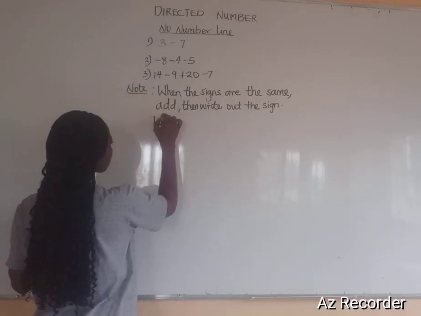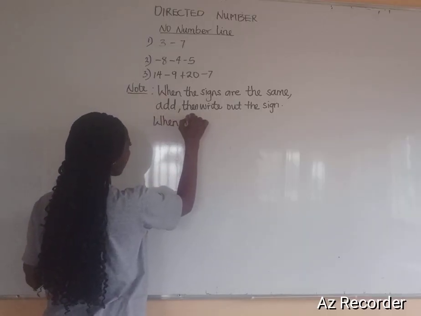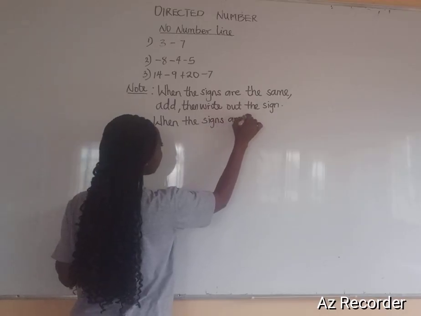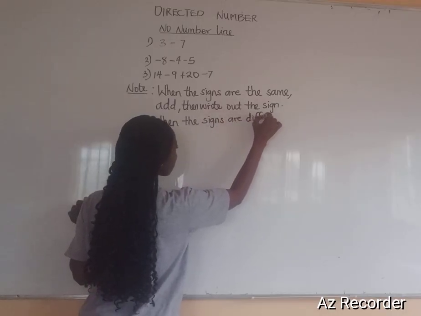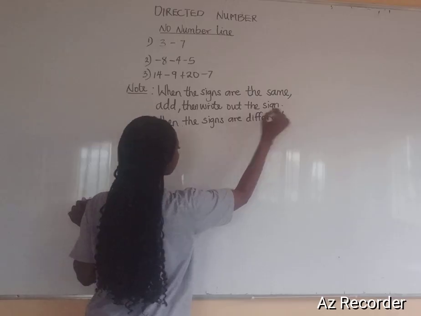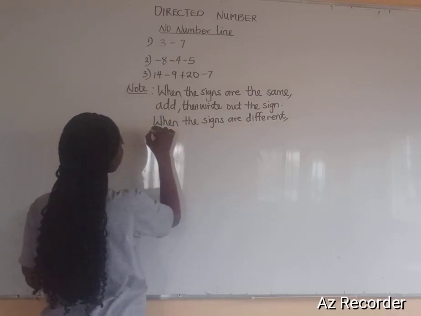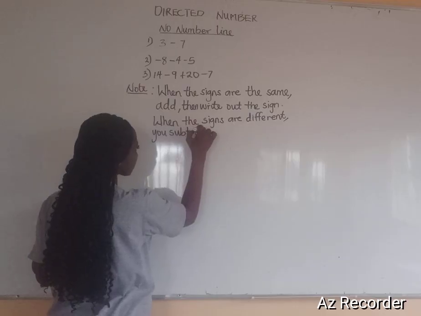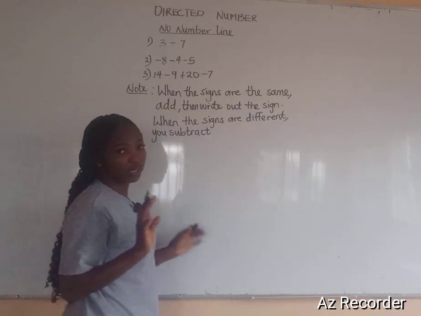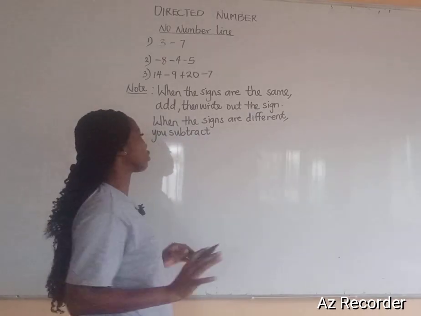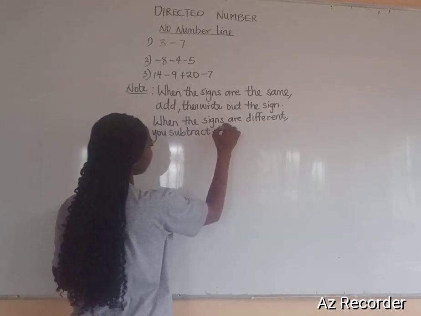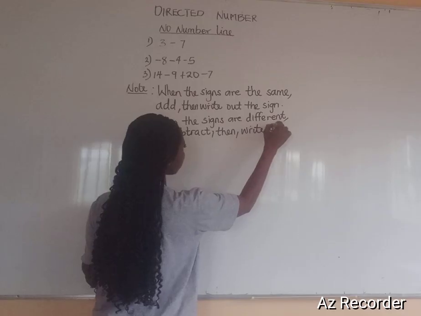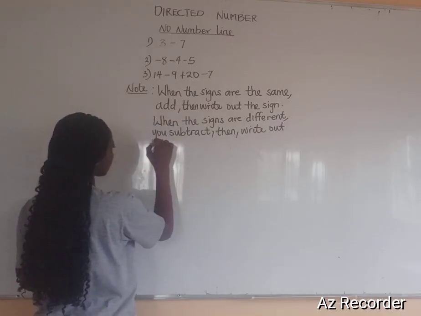Now, when the signs are different, what do you do? You subtract. Now, it doesn't matter where the bigger number is. Just note you're going to subtract. Then write out the bigger number sign.